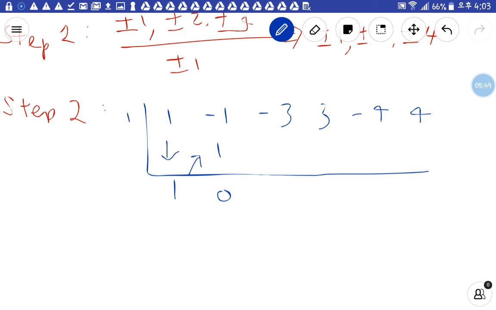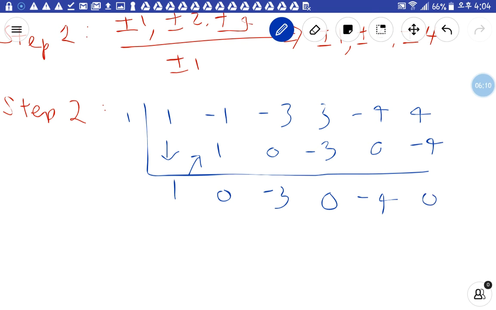Now what? 0 times 1 is 0. Add them up. That's -3. -3 times 1 is -3. If you add them up, there will be 0. 1 times 0 is 0. -4. -4 times 1 would be -4.